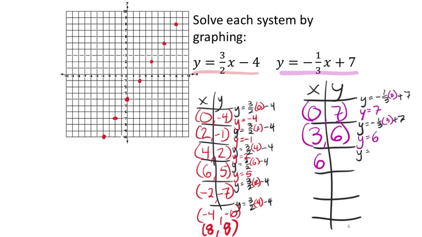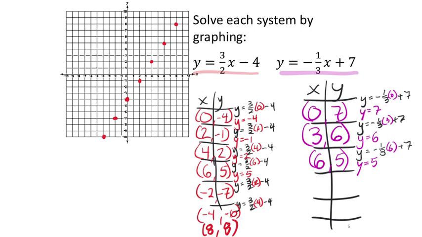Let's see what happens when we put in an x value of 6. So y equals negative 1/3 x plus 7, but now we're going to replace the x there with 6. So if I put 6 into this function, it appears that I get a 5 out. So that's the ordered pair (6, 5).